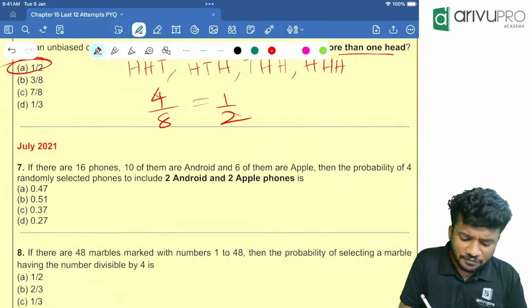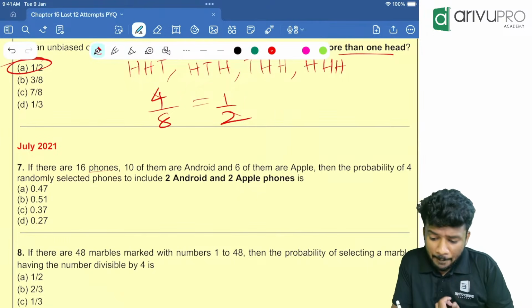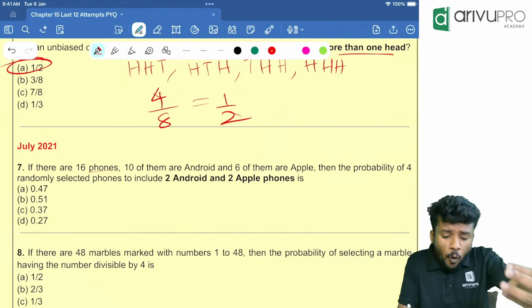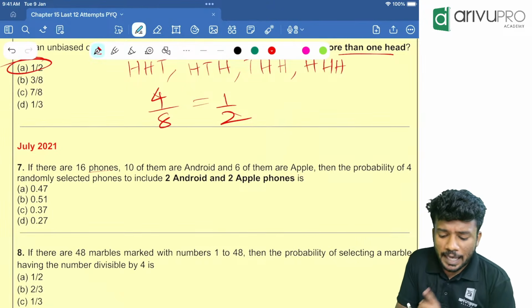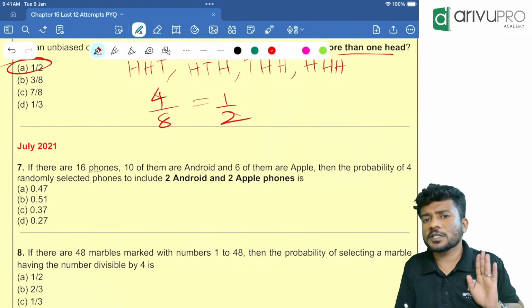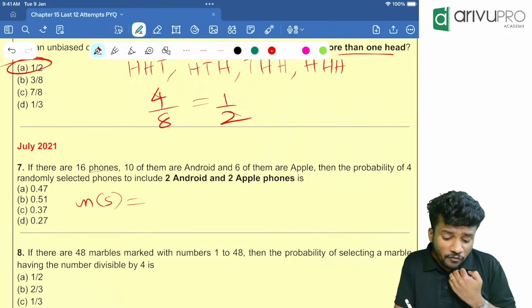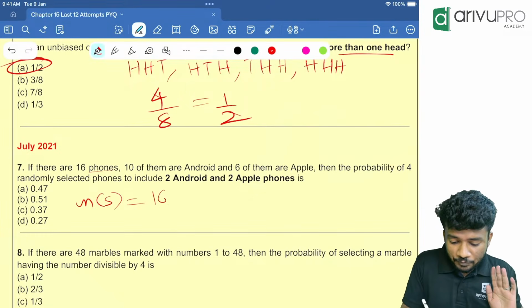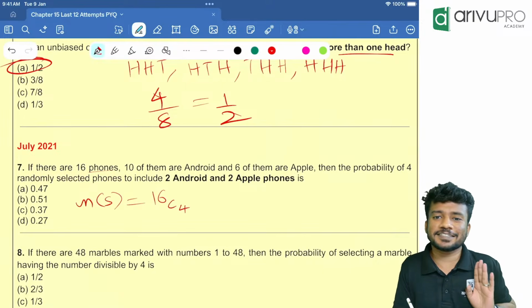If there are 16 phones, 10 of them are Android, 6 of them are Apple, then what is the probability of 4 randomly selected phones including 2 Android and 2 Apple phones? People, n of S is how much here? From 16 phones, we are choosing how many? 4 phones. So n of S is 16C4.